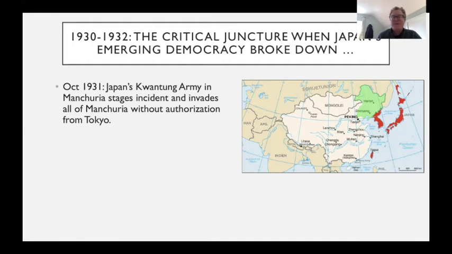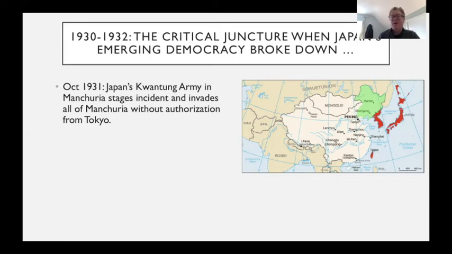But at this moment, they staged an incident to make it look like local terrorists had attacked the railroad, and they proceeded to use that as an excuse to attack the Chinese forces in the area and to eventually invade and occupy the entire green territory shown in the map here, which would later become the colony of Manchukuo. All of this happened without permission from Tokyo.